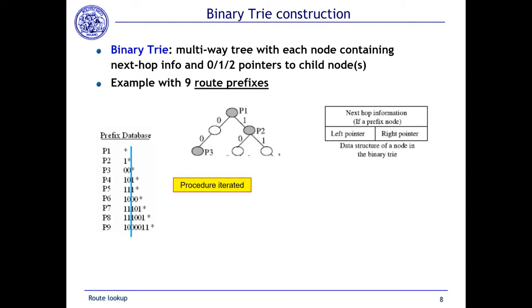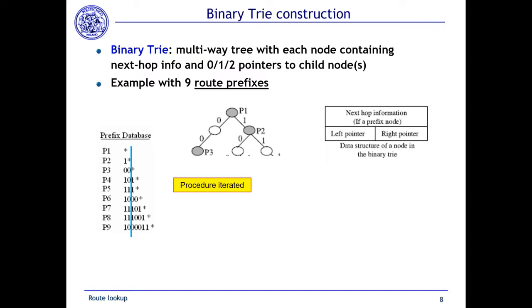Then you go one step further. One step further means that you go down one level in the tree and you go on the right side in the inspection of the bits of the prefix database. And here is what you find. Okay, so now we have two nodes, one white and one gray. These two nodes may have children or may not.